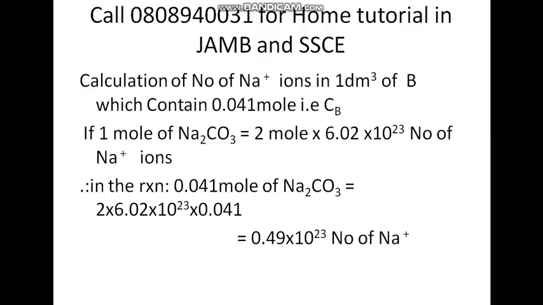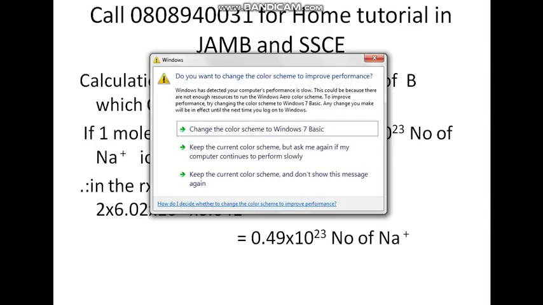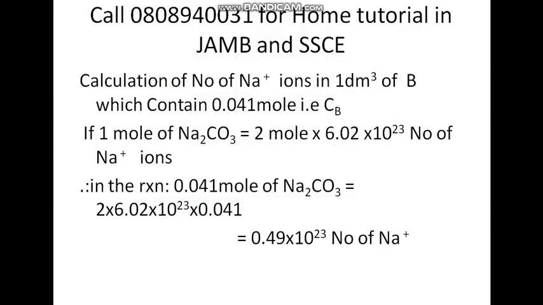Question 2 on the tutorial board is calculations of number of sodium ions in 1 dm cube of B, which contain 0.041 mole, which is the concentration of B in mole per dm cube. For this calculation, we use the ionization equation for 1 mole of Na2CO3. That is, 1 mole of Na2CO3 gives 2 moles of sodium ion plus 1 mole of trioxocarbonate(IV) ion.